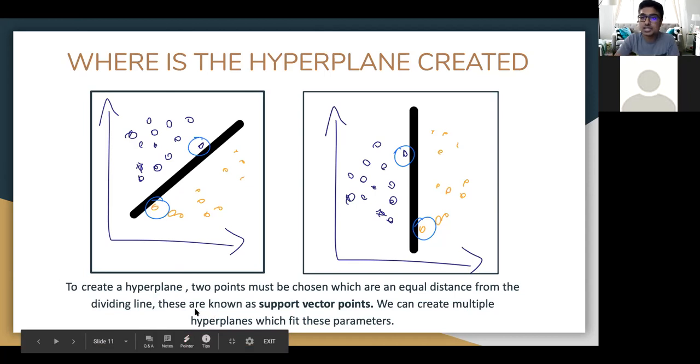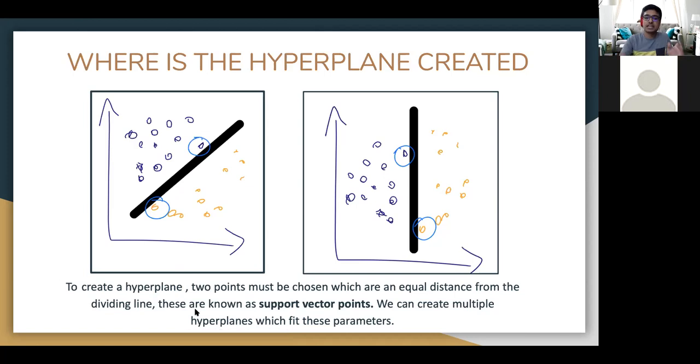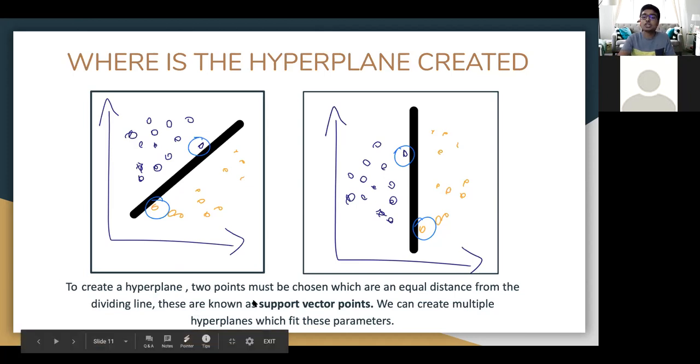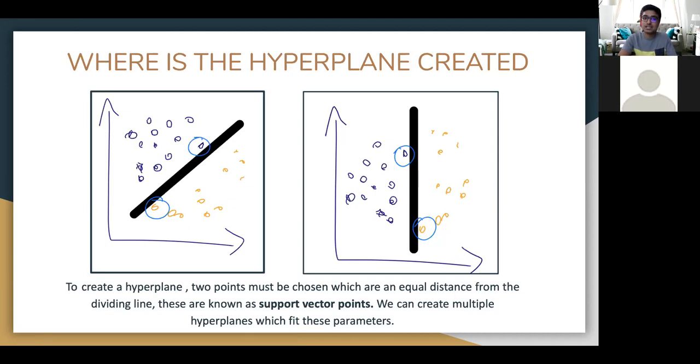And once these 2 points have been selected, we give them a very special and unique name. We refer to them as our support vector points. So remember that these 2 points, which are an equal distance away from our partitioning line, are referred to as support vector points.